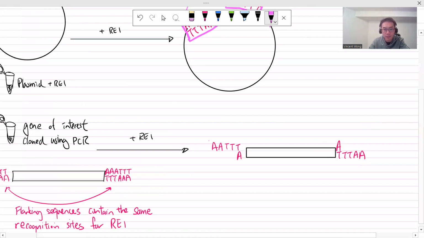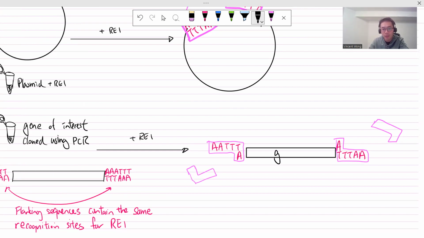So you have a sticky end here, and then you have a sticky end. The other half just kind of falls off. We don't really need them anymore. So this is the gene of interest.